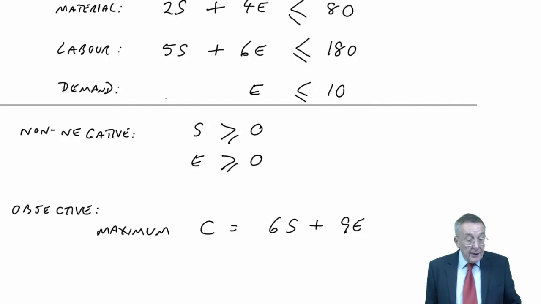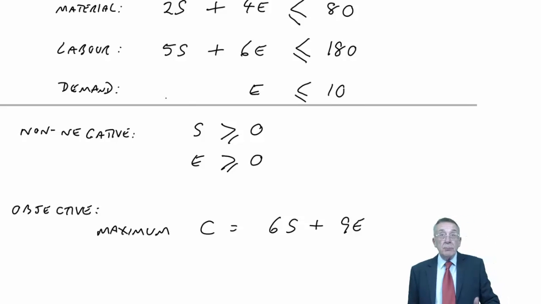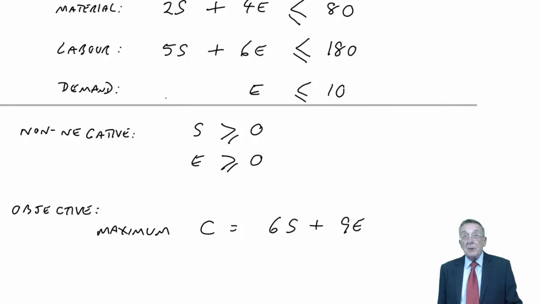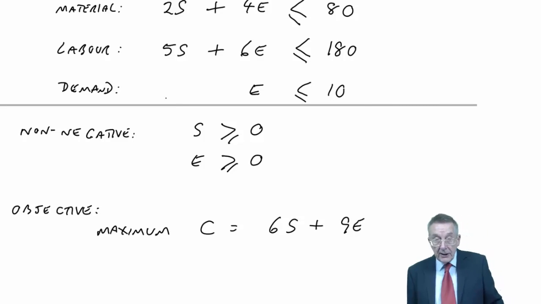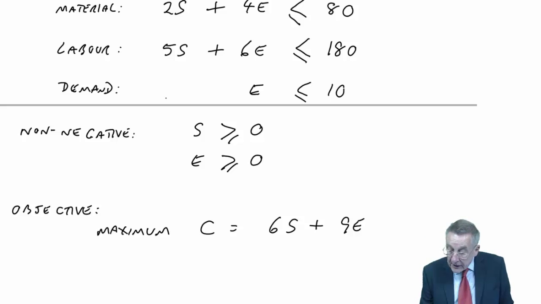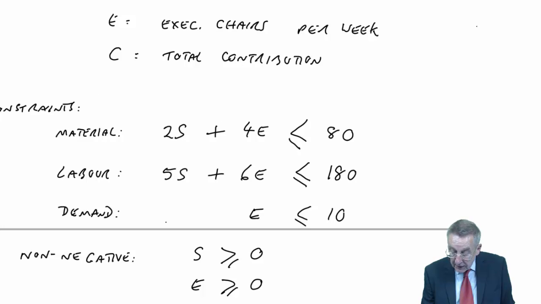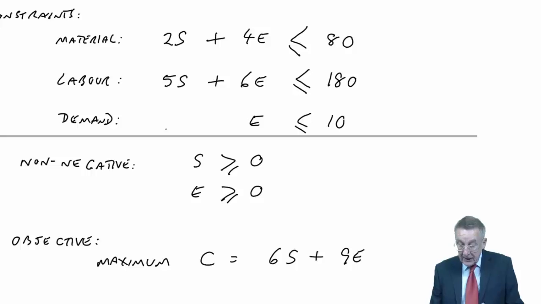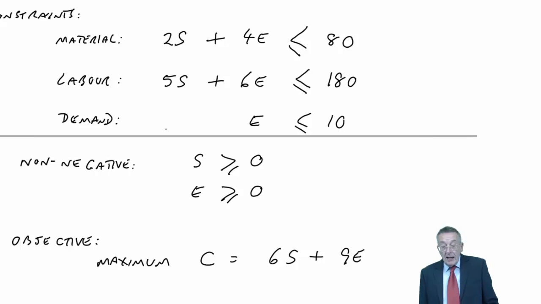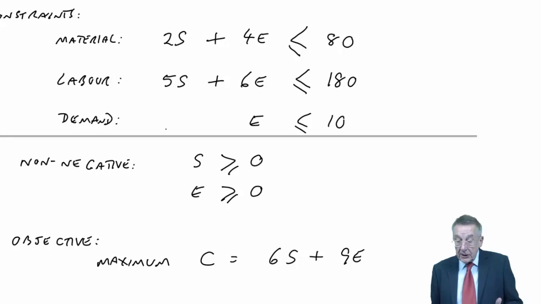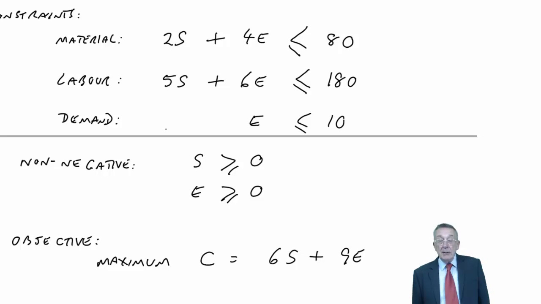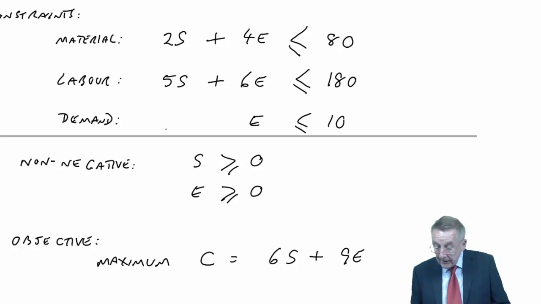Right, well, let's carry on with the example we were doing, the linear programming example in chapter 6 of the lecture notes. And in the previous lecture, we'd formulated all the constraints, materials, labour, demand, and our objective to maximise the contribution. And I said the way we're going to solve it is to actually determine how many S and E we should make. We're going to use the graphical approach.